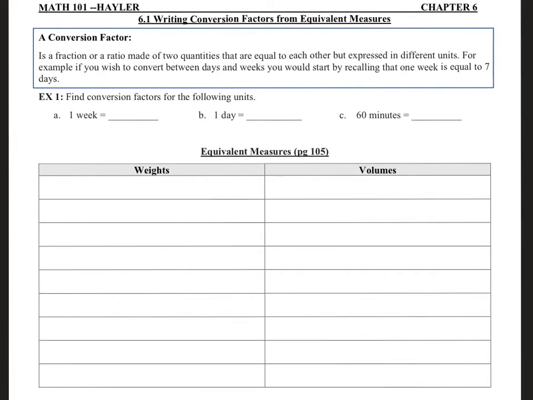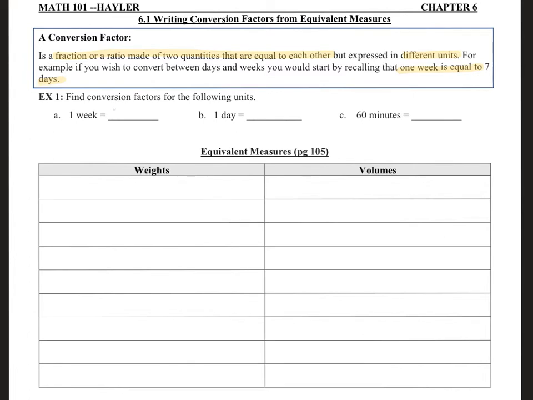A conversion factor is a fraction or a ratio made of two quantities that are equal to each other, but expressed in different units. For example, if you wish to convert between days and weeks, you would start by recalling that 1 week is equal to 7 days. So for the first example, find conversion factors. Go ahead and write down some conversion factors you think of for A, B, and C, and then check in with me and see which ones you get.